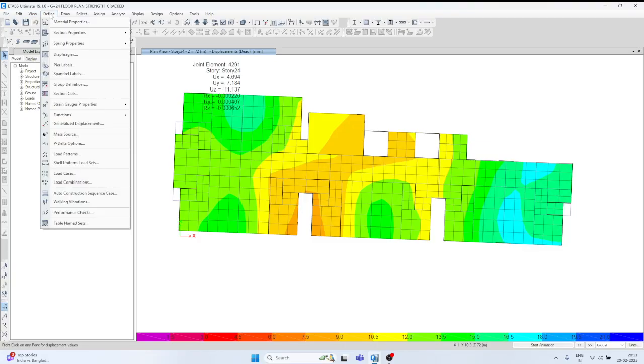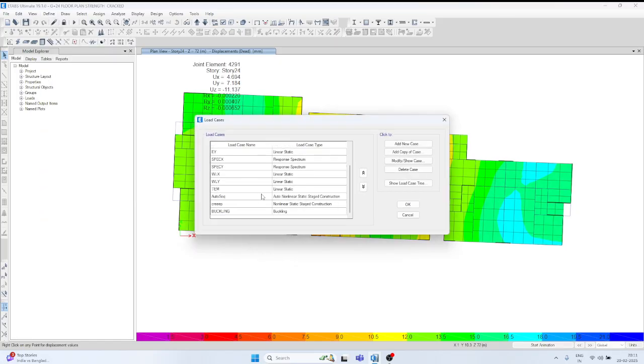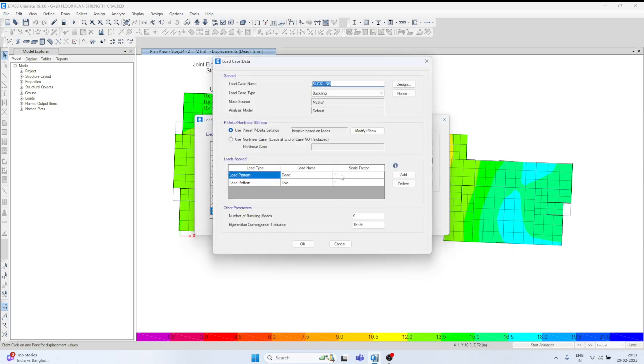Now go to define, then load cases, and here see buckling, go to modify, and instead of this scale factor put the one you received, 8.491. In both cases 8.491, and click OK. Although there are six scale factors, you only have to consider one, that is 8.491, because when we consider the first, the rest will be adjusted automatically. There is no need to take all six.